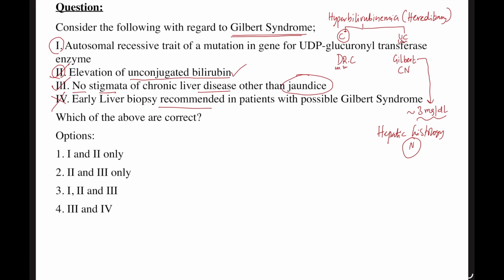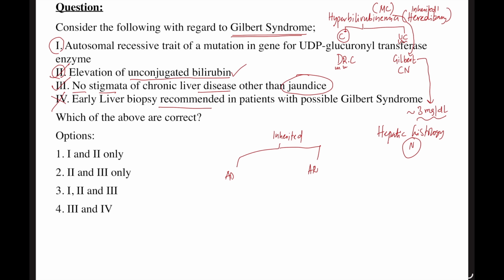So, what is the genetics of Gilbert syndrome? Gilbert syndrome is inherited both in autosomal dominant and autosomal recessive fashion. It is the most common inherited disorder. When I talk about hereditary hyperbilirubinemia, that is inherited hyperbilirubinemia, the most common cause is Gilbert syndrome.